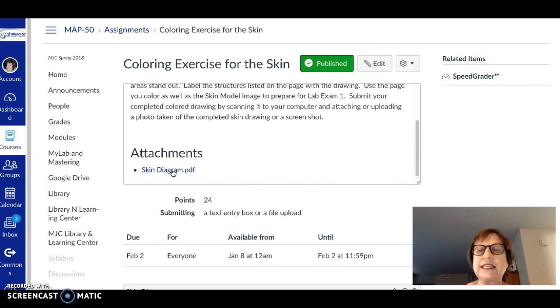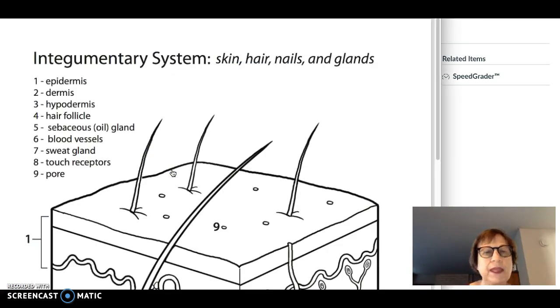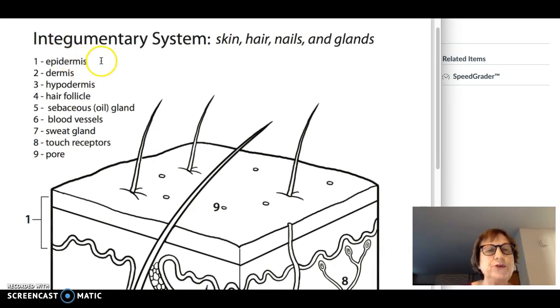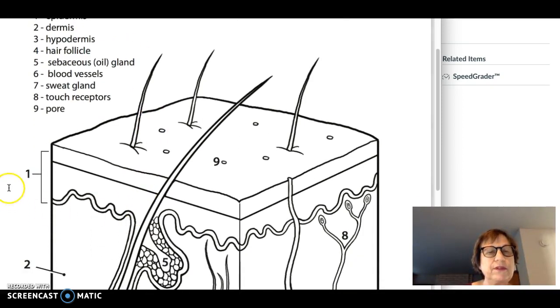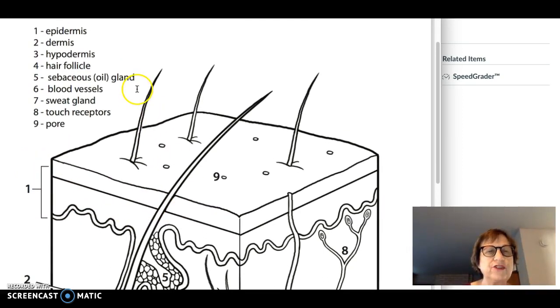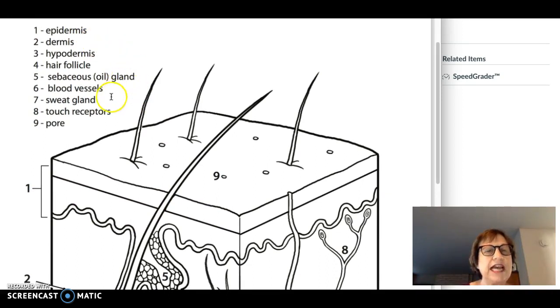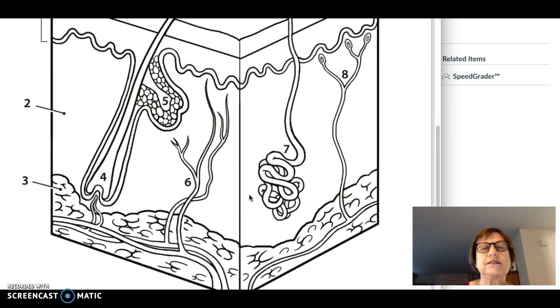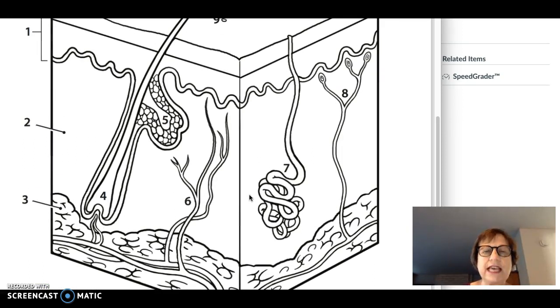Here's the coloring assignment that you'll be looking at. So you want to choose a color to color in each of these. Put a little line of that color next to the name, and then go to number 1, say, in the diagram, and color that portion with the color you've selected. So you'll have 9 different colors and then color those structures so that it helps you to learn that model that we just looked at of the skin.